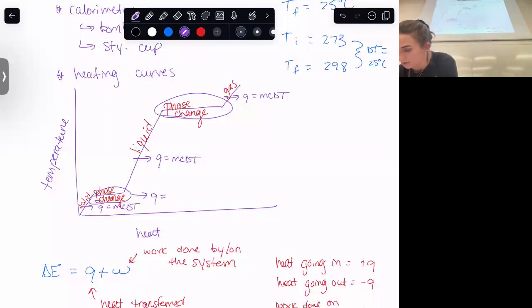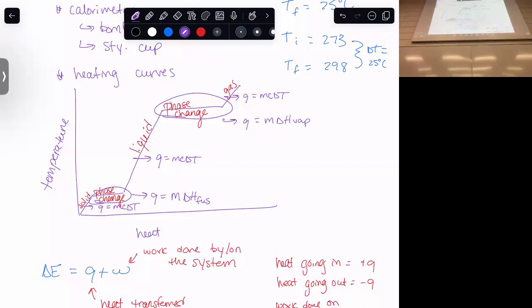Q here is going to be equal to M times the delta H of fusion. Or up top, Q is equal to M times the delta H of vaporization. You think of Q equal to M times the delta H of vaporization. That's the heat of vaporization, what is required to boil or vaporize your liquid, right? You're going from a liquid to a gaseous phase. So think about boiling water, right? You're vaporizing, that kind of makes sense.